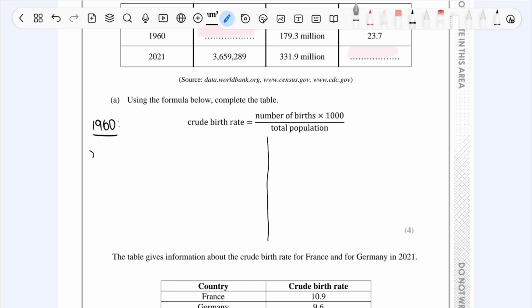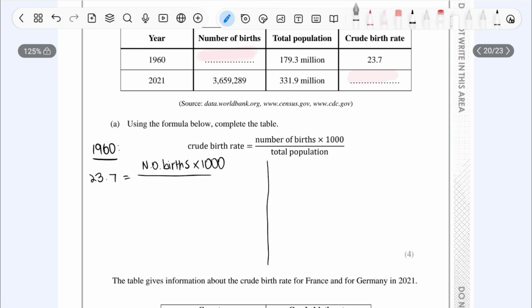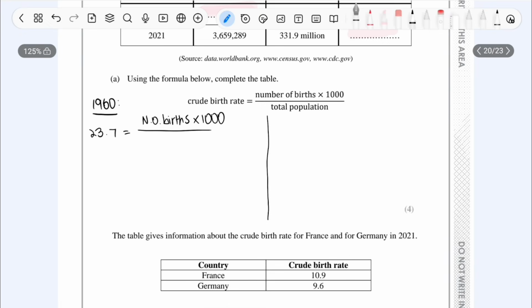We know that we need to do 23.7 is equal to the number of births multiplied by 1000 divided by the total population. Now you can go with 179.3, or you can convert it into the actual number, which I'm going to do now.